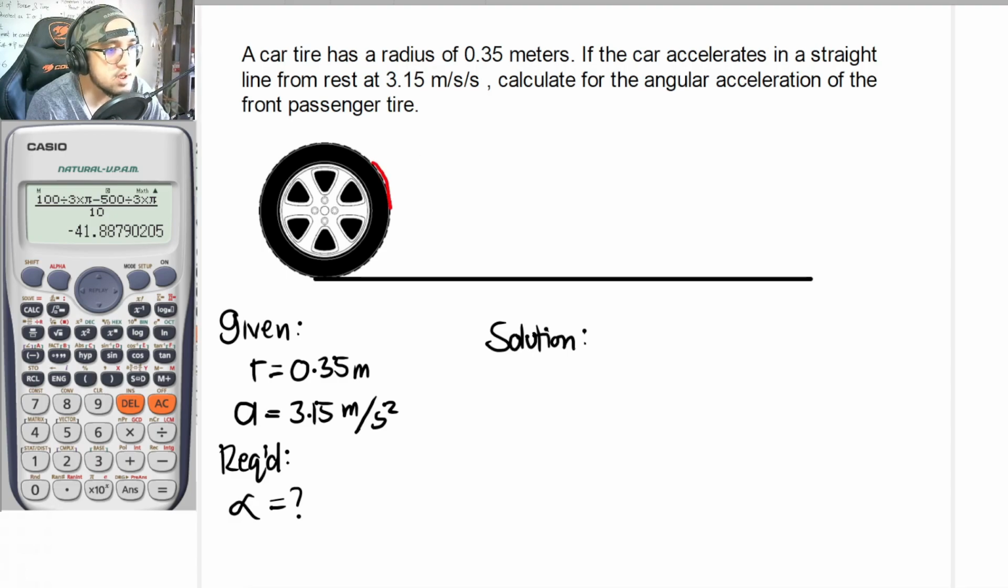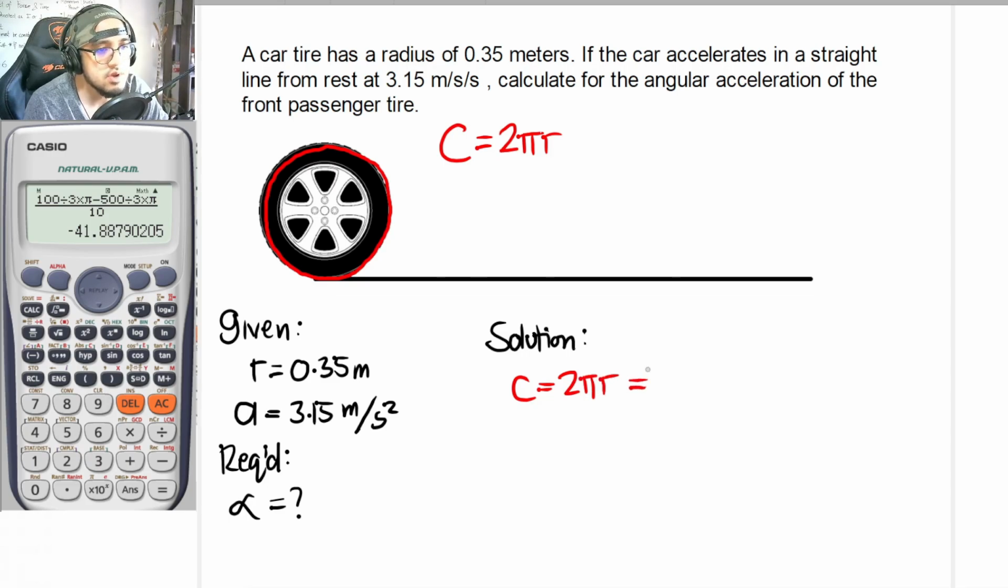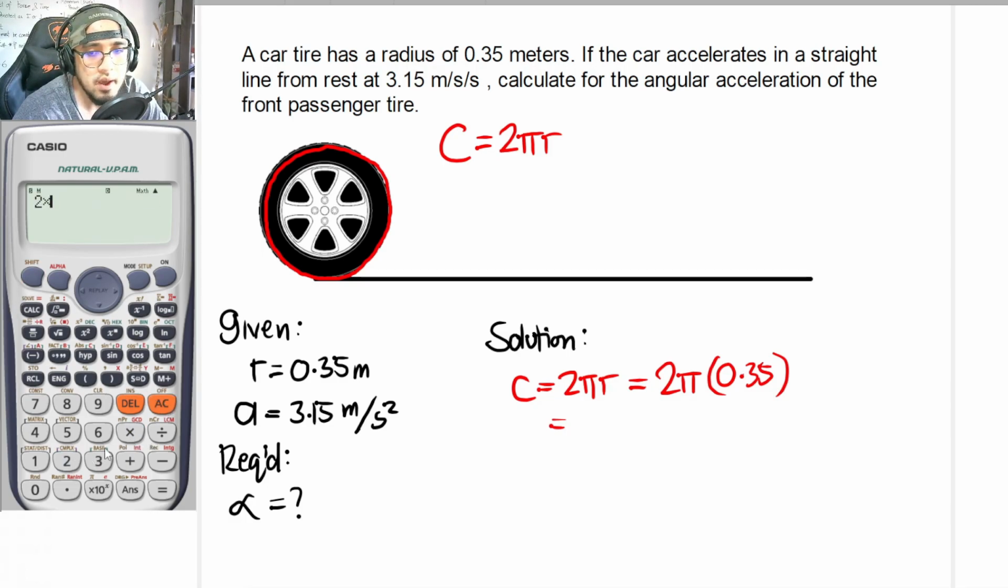The circumference is basically this subtended arc here, or the whole circumference of the tire. So circumference is once again equal to 2 pi r. So C is equal to 2 pi r. Substituting known values, 2 times pi times 0.35. So this is equal to 7 over 10 pi, or 2.199. It would be up to you on what value you would be using, but for a change, I would now be making use of this.